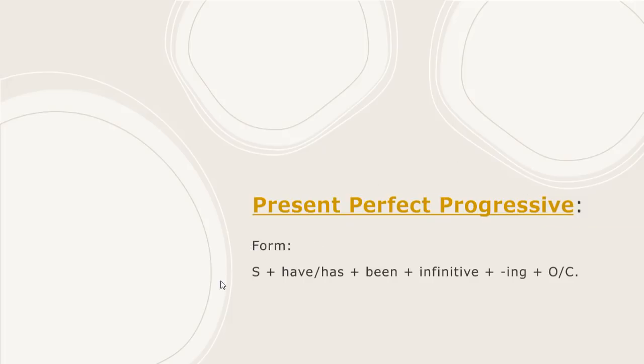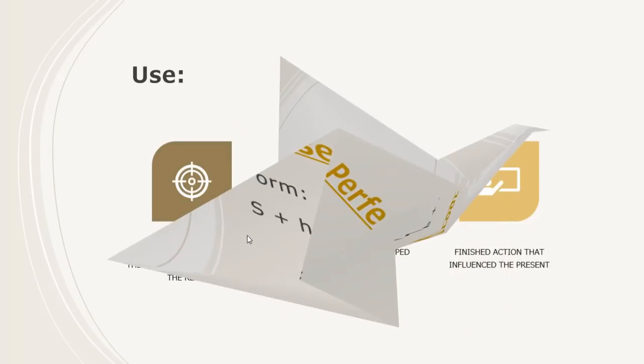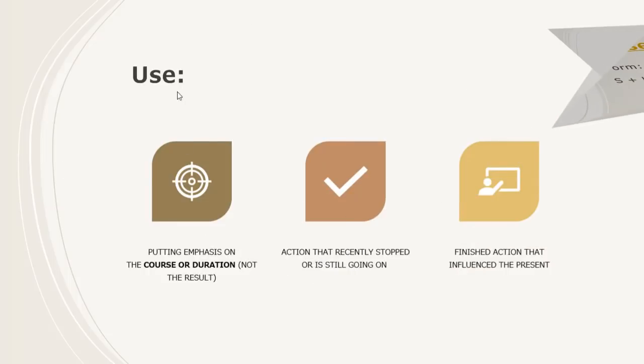The form is subject plus have has been plus infinitive plus ing plus O or C, object or complement. Okay. Right. And when do we use this? It is putting emphasis on the course or duration, not the result. Duration. We are talking about duration. Okay. I've been studying English for several years. As a duration. Okay. Not the result.